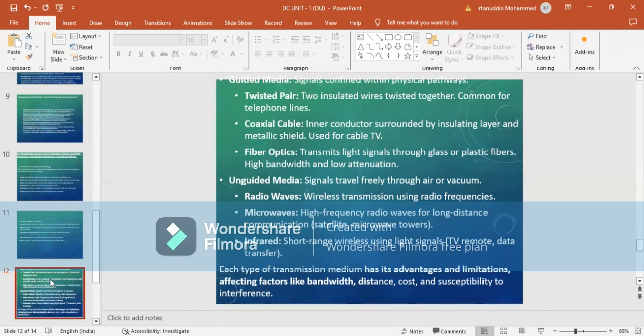Unguided media: signals travel freely through air or vacuum, such as radio waves, microwaves, and infrared. Radio waves are used for wireless communication. Microwave is high-frequency radio waves for long-distance communication, like satellite and microwave towers. Infrared is short-range wireless, like TV remotes and data transfer. Each type of transmission media has its own advantages and disadvantages, affecting factors such as bandwidth, distance, cost, accessibility, and interference.